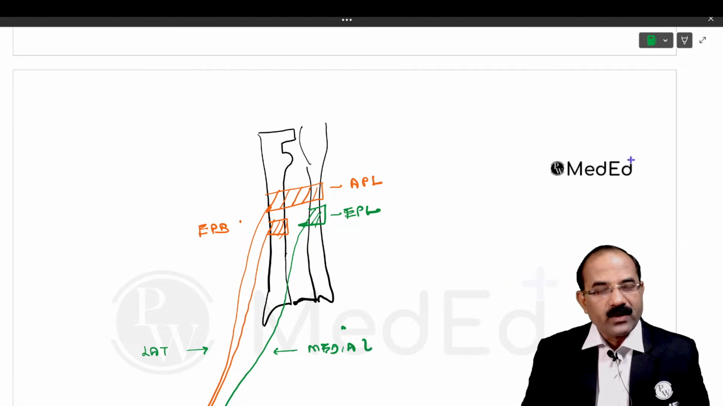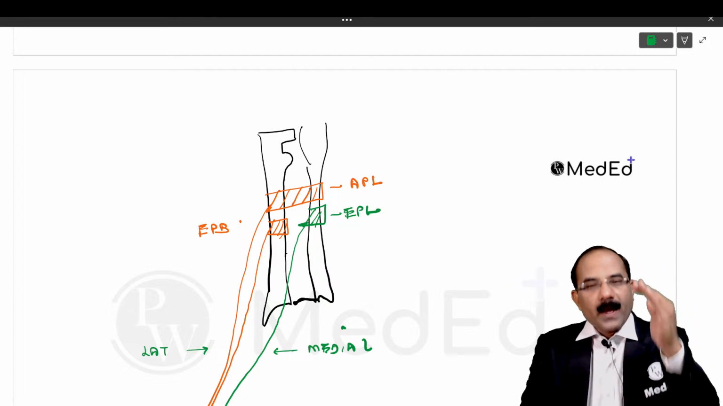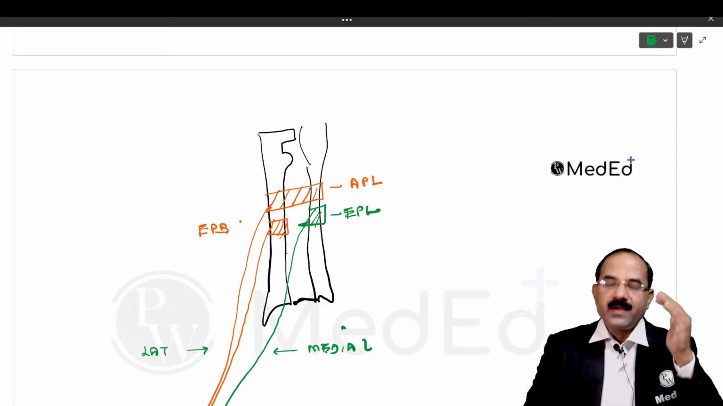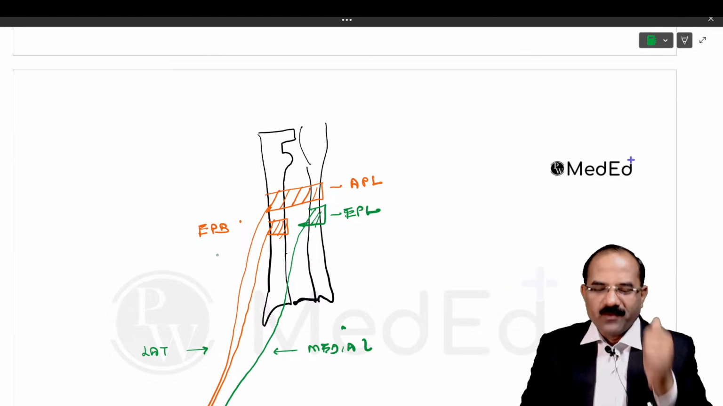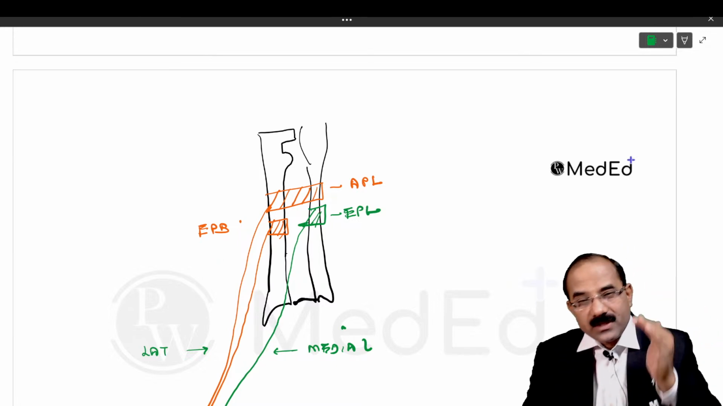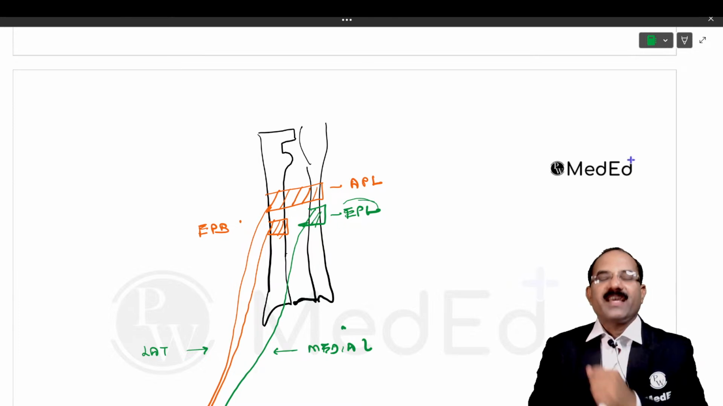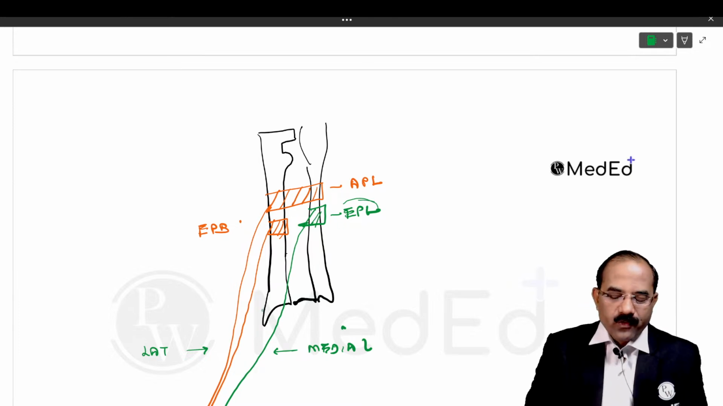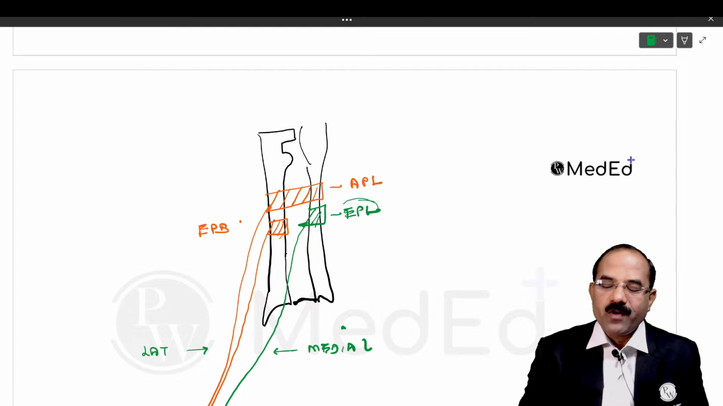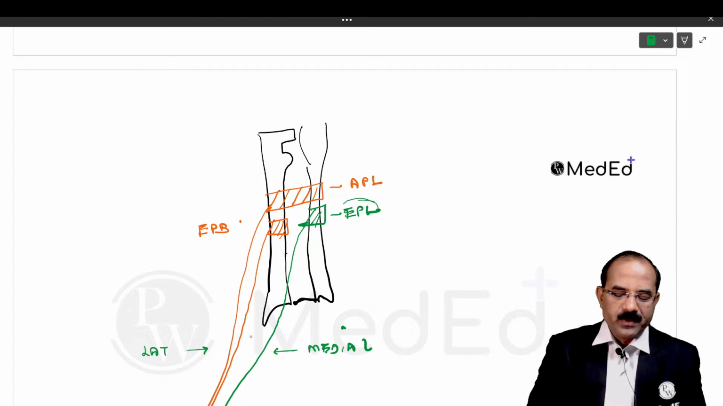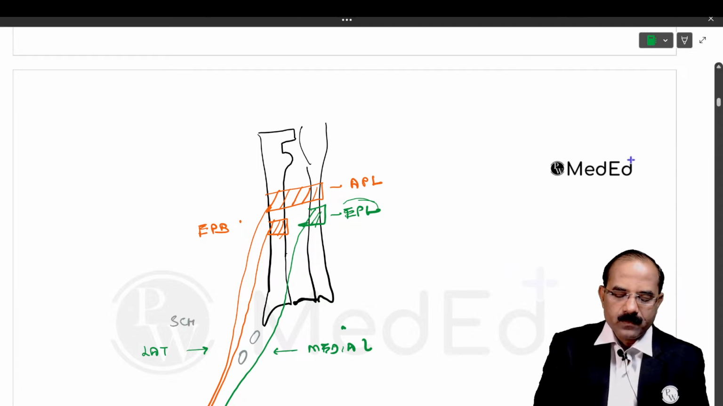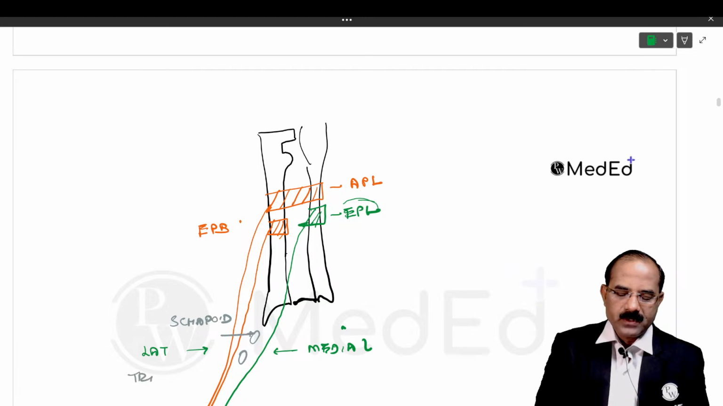So the lateral boundary of the snuff box is formed by abductor pollicis longus and extensor pollicis brevis. Perfect. The medial boundary is formed by extensor pollicis longus. The floor of the snuff box is formed by what? The styloid process and the bones scaphoid and trapezium.